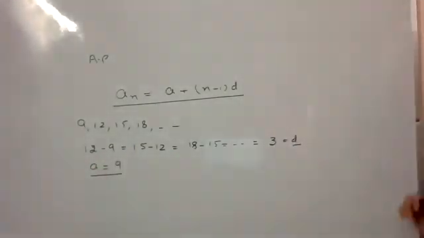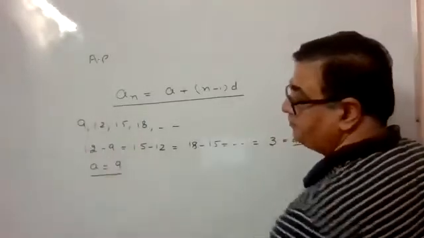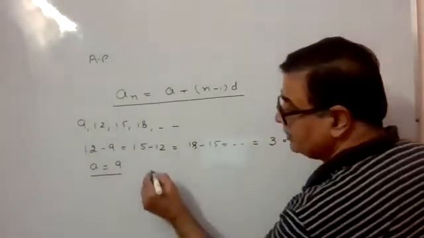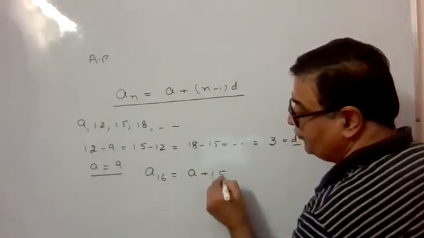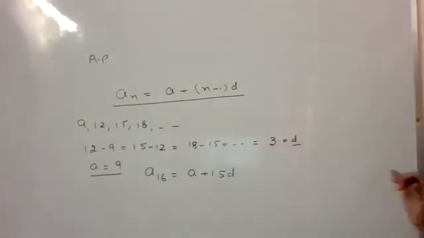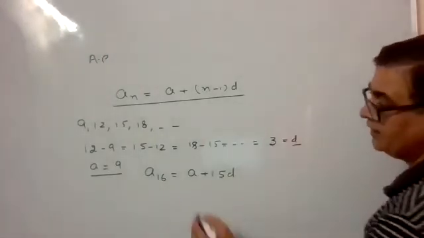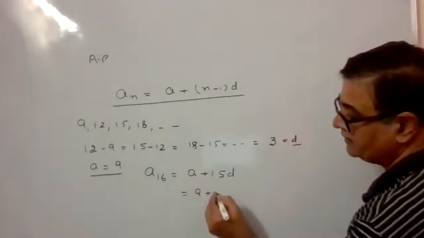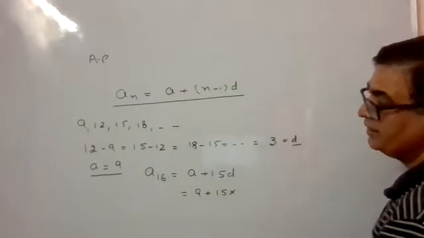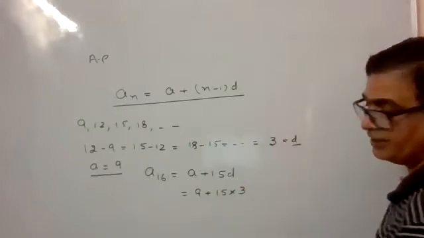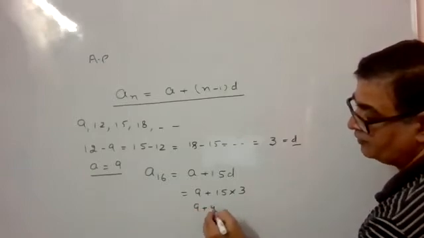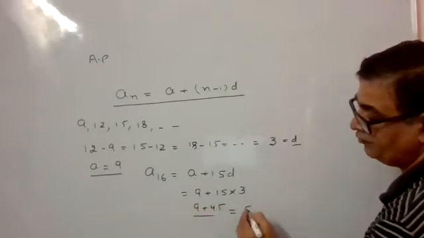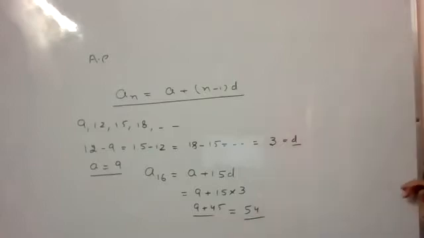And A in this case is 9. Now they are asking you to calculate the 16th term, so the 16th term will be A plus 15 times D. You have already done this. A will be 9 plus 15 into D. D is the common difference, that is 3. So 15 3s are 45. 45 plus 9, 54 is your answer.